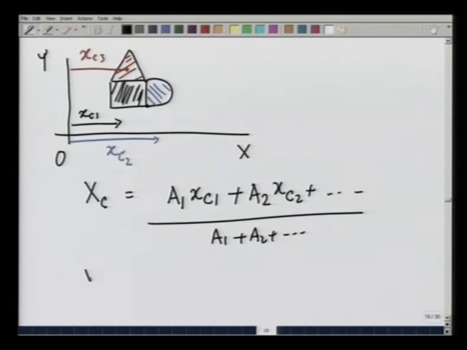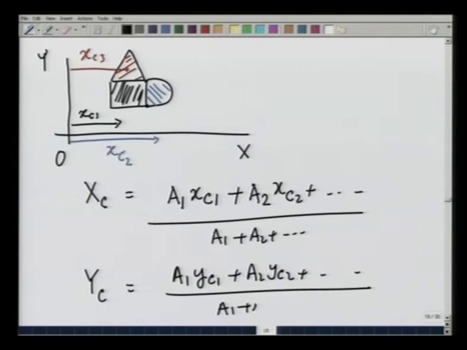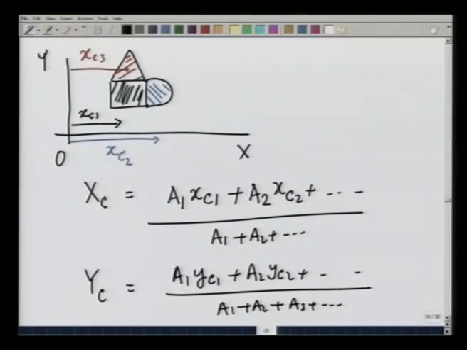Similarly, y c for the total area is going to be a 1 times y c 1 plus a 2 times y c 2 plus so on, divided by a 1 plus a 2 plus a 3 and so on. This comes in handy when we know several areas that are joined together, and I know the formula for different areas, but wish to calculate the centroid for the joint area. Let us do a couple of examples using this. I leave the simple proof of this for you to do.